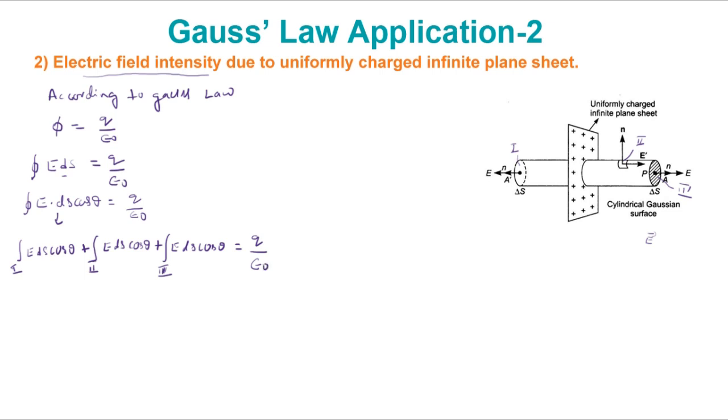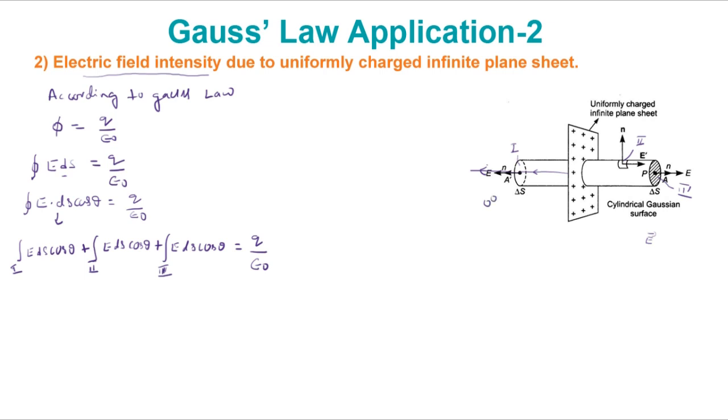Then you decide the angle. For example, in the first area, this plate is uniformly charged, so the electric field direction will be like this. Are you clear? The electric field direction is like that, and this area direction is also like that. See, both are in the same direction. The angle between the electric field direction and the area direction is the same, so that angle will be 0 degrees.